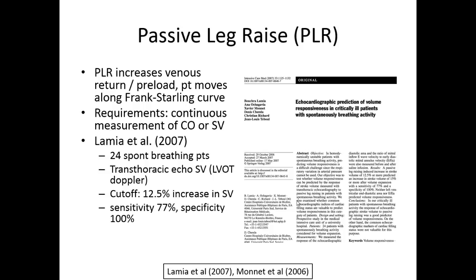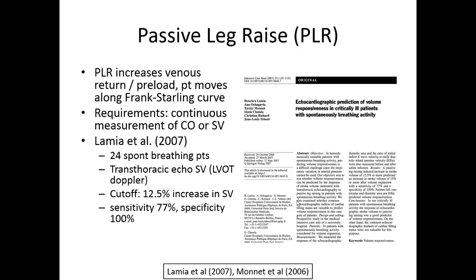So this was in spontaneously breathing patients, and I think based on the evidence that's out there, this is your strongest test for a non-intubated patient. Because instead of relying on a person's respirations, which are not always uniform, you're doing a relatively predictable temporary change in their preload by emptying their legs into their central circulation. And then you can measure that cardiac output by whatever means you have available.